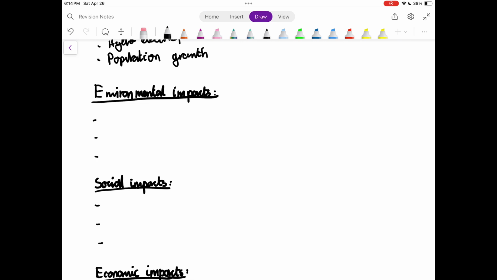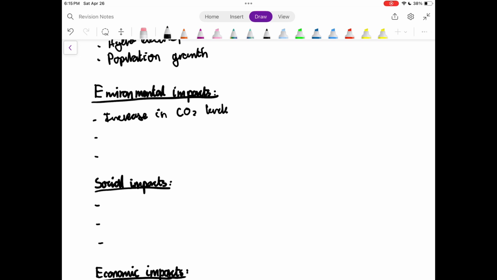So one environmental impact is the increase in CO2 levels. And this is because there is a lack of vegetation or trees that are needed for photosynthesis, which produces oxygen, and therefore carbon dioxide will remain in the air, and the air can become really toxic after a while.